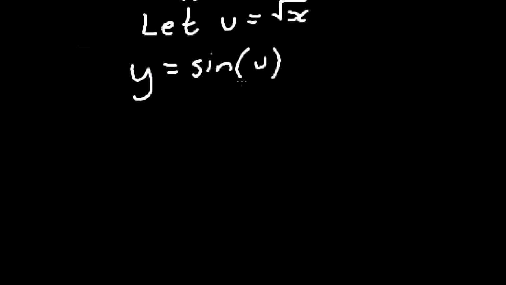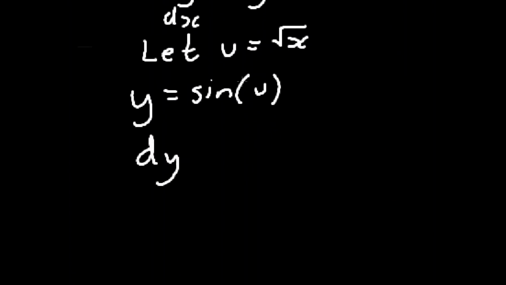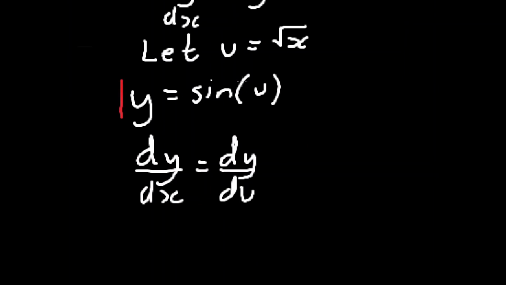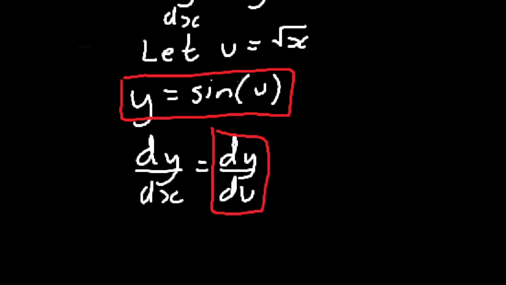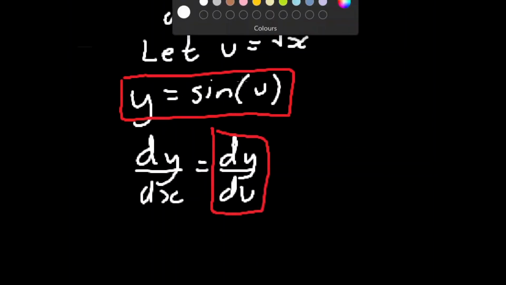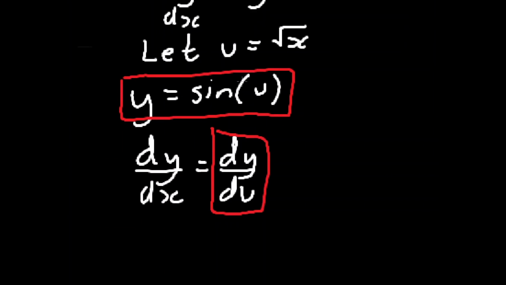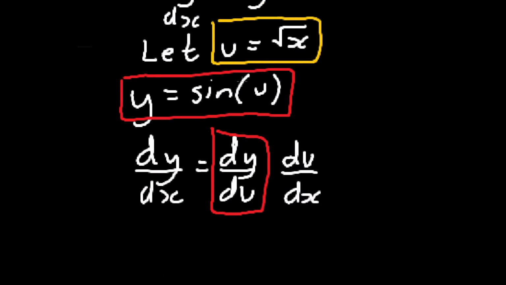And this is why you get dy/dx is equal to dy/du times du/dx. So you differentiate this thing in red with respect to u, and that gives you this bit. And then you also have to differentiate this thing in yellow with respect to x, and that gives you this bit here, du/dx. Okay, let's find each of them individually.